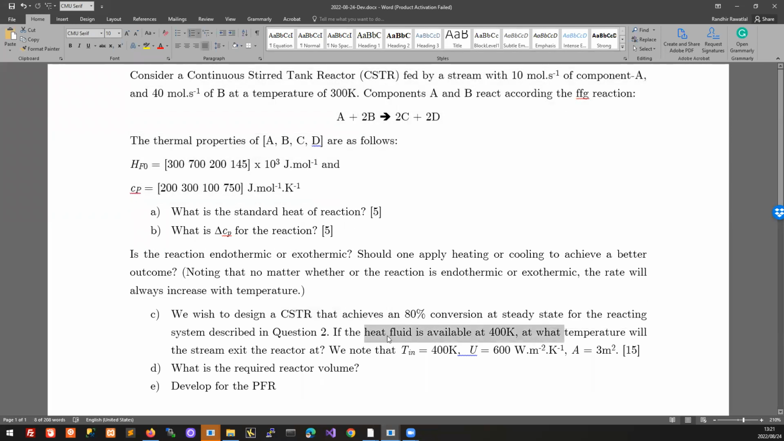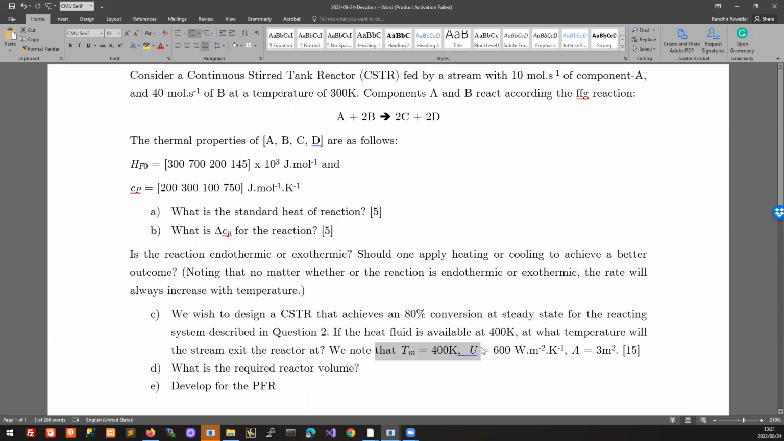So it's saying that we can heat to 400 Kelvin. Well, not heat to 400 Kelvin. Your heating fluid is available at 400 Kelvin. And at what temperature will the stream exit the reactor? And we are given that we are entering at 400 Kelvin.